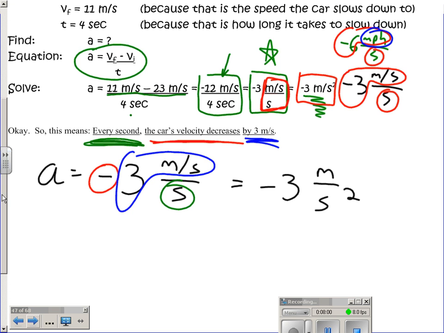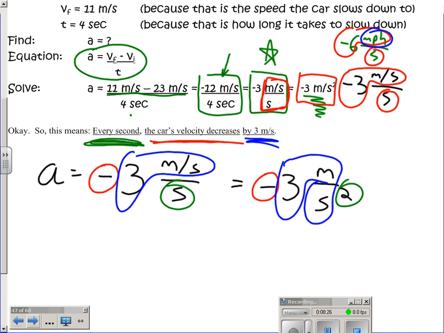Or over here, unfortunately, we got to do this. Every second, oh shoot, I switched colors. Abort. Let's try that again. Okay, so here we go. Every second, the velocity decreases by 3 meters per second. Sorry, I get an F for that.